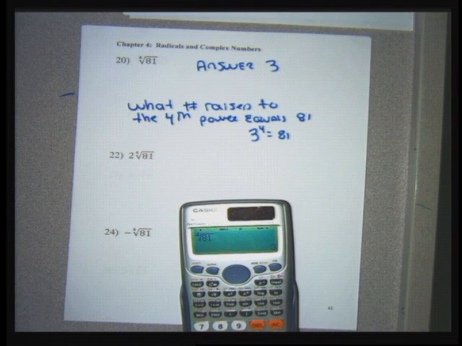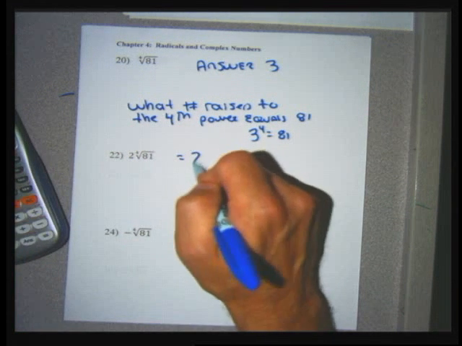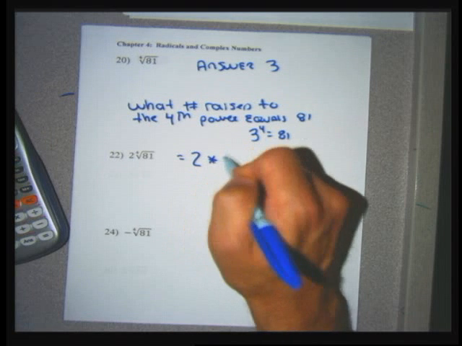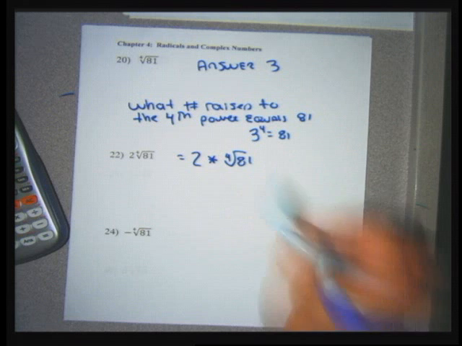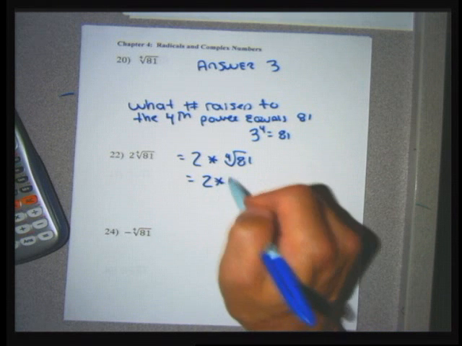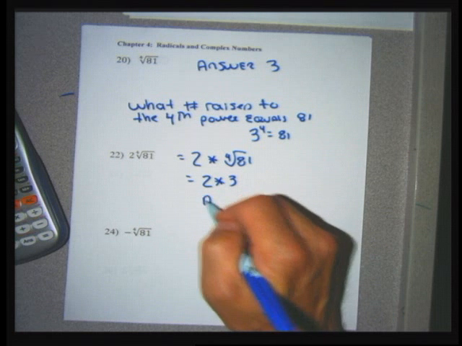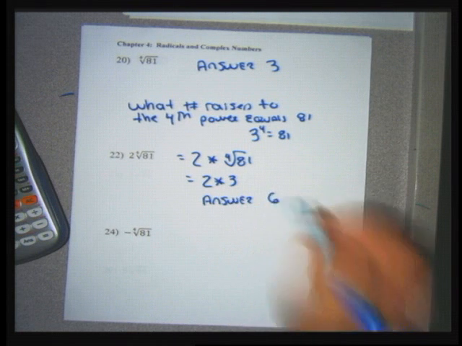22 and 24 should be easy to do in my head because I know what the radical equals. 22 means 2 times the 4th root of 81. The 4th root of 81 is still 3, so this means 2 times 3. The answer to 22 should be the number 6.